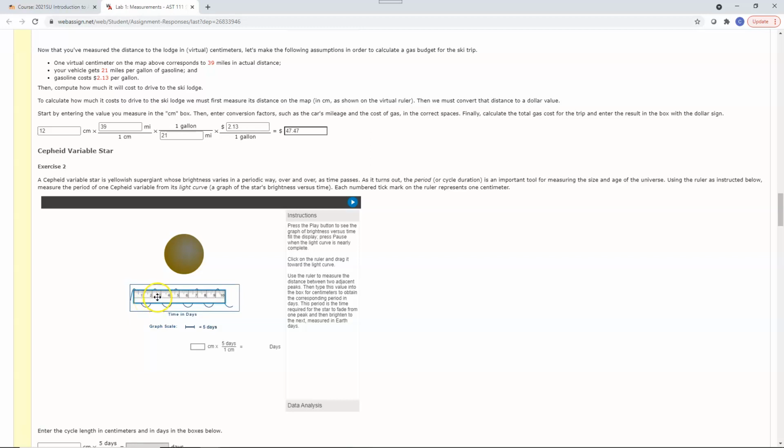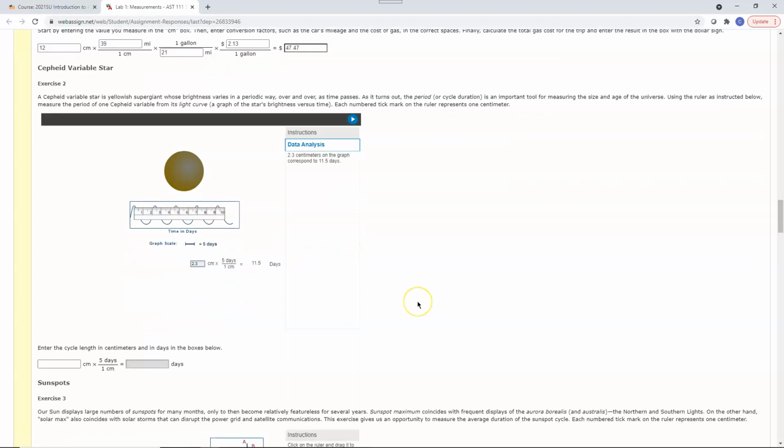And I'm going to look at it here. It looks like about 2, you've got to get really close to it. Not 2.5. A half would be right there. Maybe 2.3 centimeters. So 2.3 centimeters right there means this thing peaks every 11.5 days. We do our data analysis right here, and it shows 2.3 centimeters on the graph corresponds to 11.5 days. Wow, that's pretty good. So if we enter the length here of 2.3, then our days would be 11.5 right there.